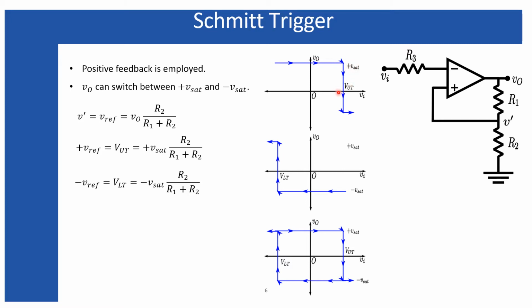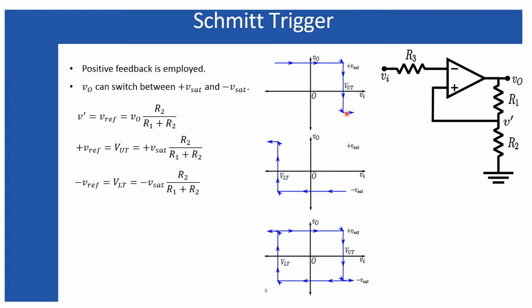And when the input voltage crosses the upper threshold value, at this point the output switches from plus Vsat to minus Vsat. And when it is at minus Vsat and the input voltage is still increasing, the output voltage remains at this minus Vsat value. On the other hand, when the input voltage is decreasing while the output voltage is at minus Vsat, the output state cannot change until the input voltage crosses the lower threshold voltage.